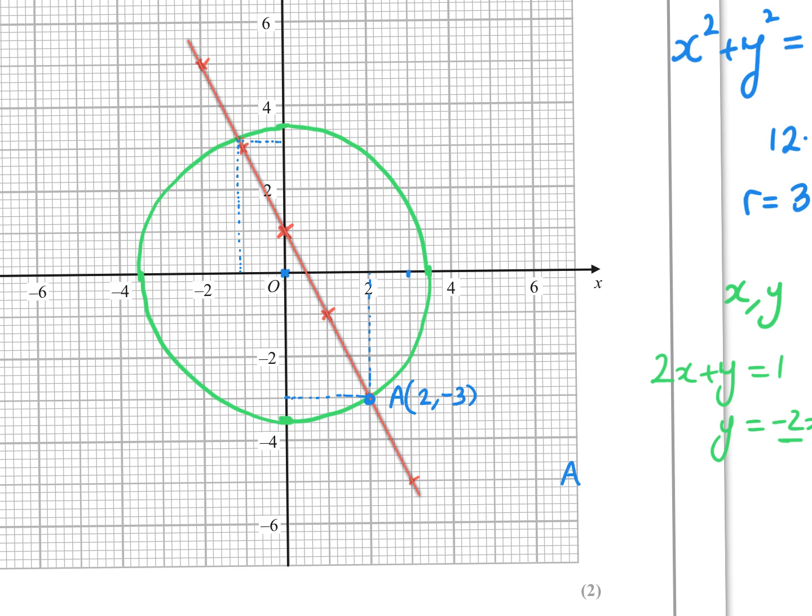this is probably not going to be as good, but we'll give it a go. It looks about -1.1 and as high as 3.1. So they would be my solution points here.